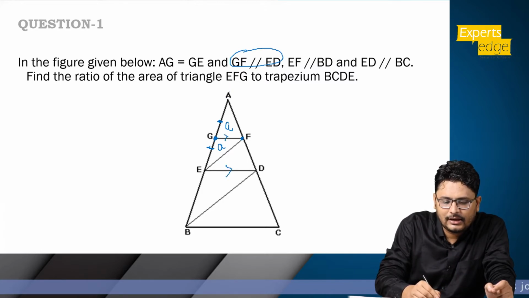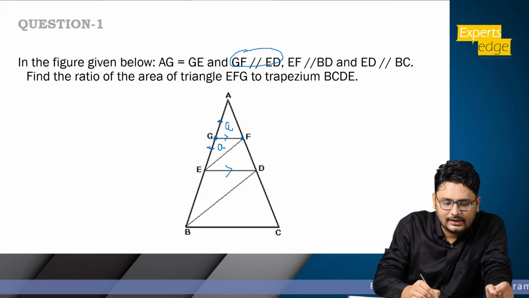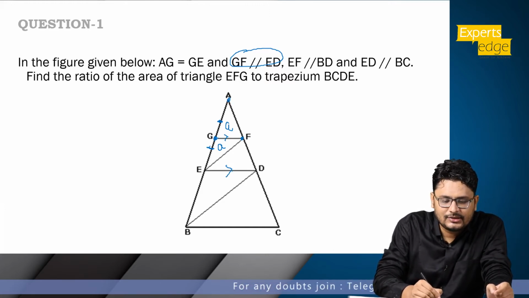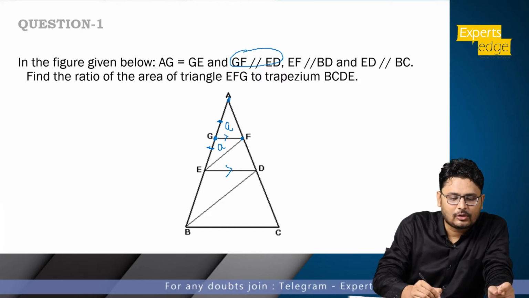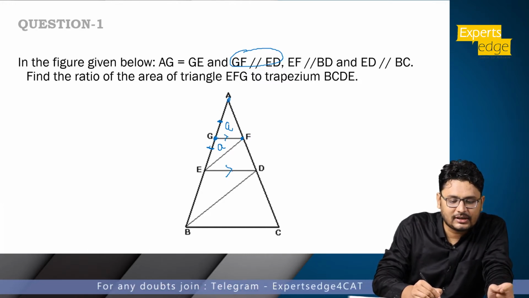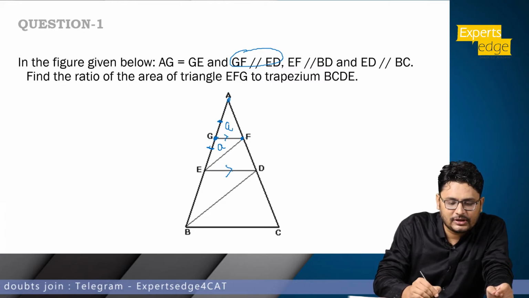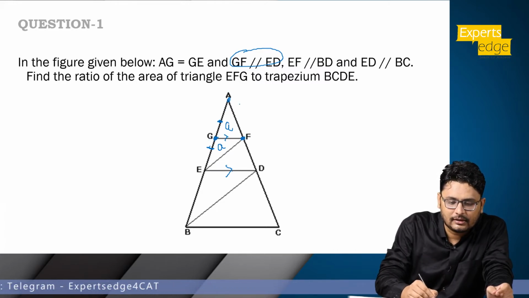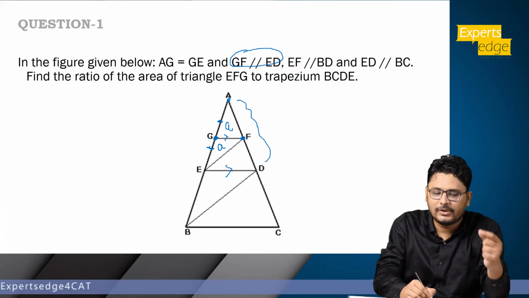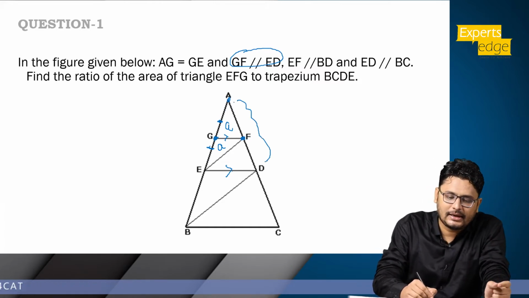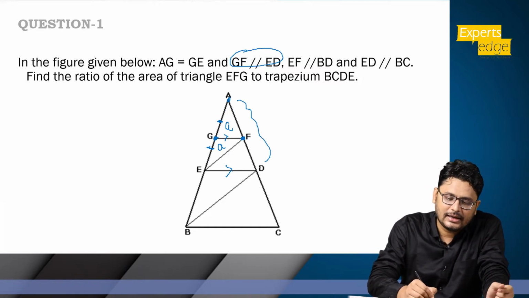in triangle AED. So see, in triangle AED, GF is parallel to ED and this G is a midpoint of AE. So we just saw from the basic midpoint theorem, if there are parallel lines like this and this is a midpoint, so this will also be the midpoint of this, that is AD, right? So F will become midpoint of AD. So in triangle AED, EF will become median then, right?